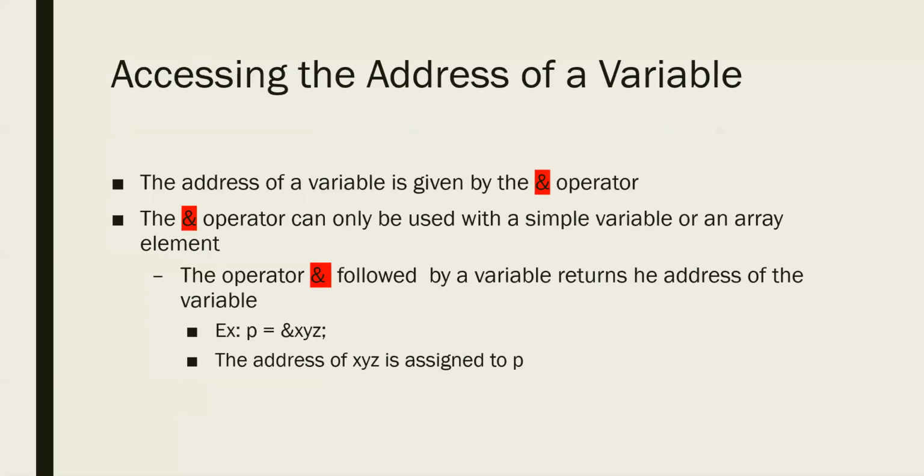Now let's talk about accessing the address of a variable. The address of a variable is given by the address-of operator, the ampersand. The ampersand operator can only be used with a simple variable or an array element. The operator is followed by a variable and returns the address of the variable.